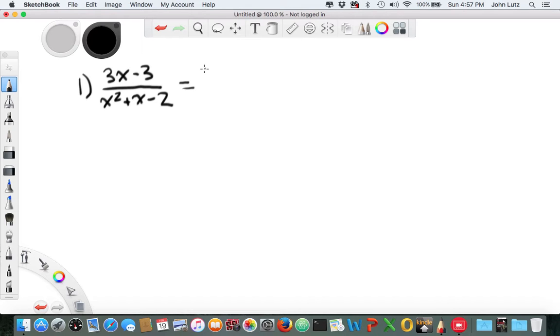So you've got something on the outside and then a set of parentheses with a binomial on the inside. In this case, both of these terms can be divided by 3, so I'll put the 3 on the outside. Now, 3 times some term is 3x. Well, 3 times x is 3x. And then 3 times some term is negative 3. Well, 3 times negative 1 is negative 3. Okay?